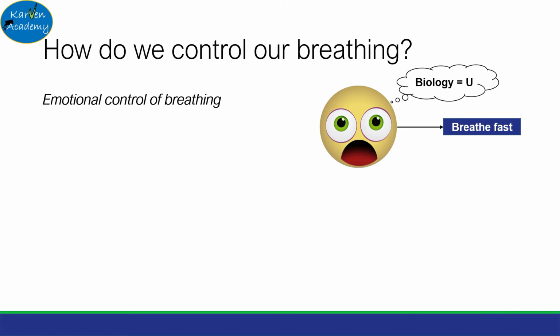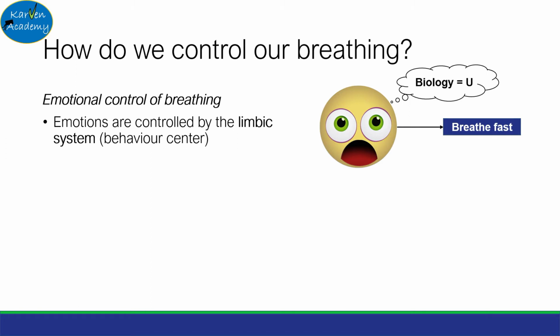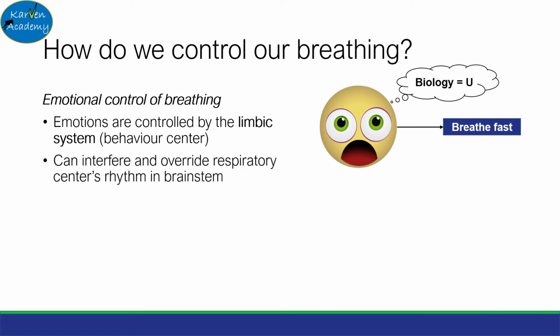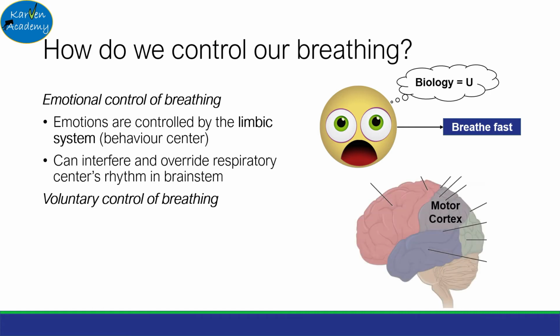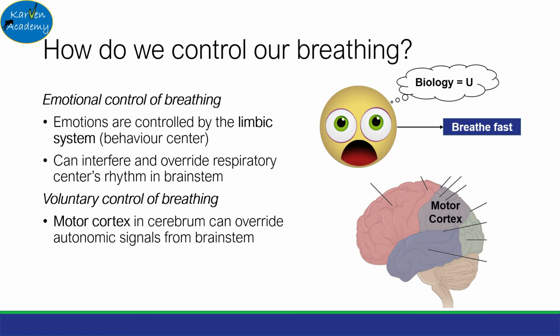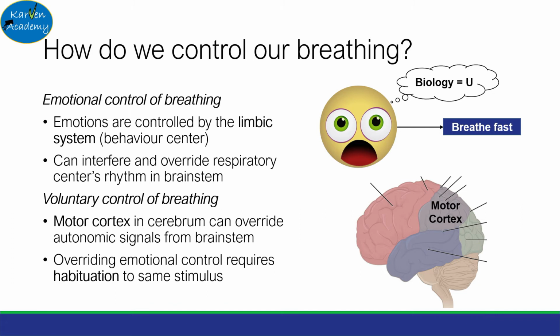Your emotions are controlled by your limbic system, which is also known as the behavioral and the emotion center. This can interfere and override your normal respiratory rhythm set by your brainstem. Breathing is one autonomic response that you can control, unlike your heart rate. And this is possible because the nerves supplying your muscles of breathing are present in your motor cortex. They can simply override your brainstem signals, allowing you to hold your breath, such as when you're underwater. However, overriding emotional control of breathing requires habituation, i.e. a dampening response to repeated exposure to the same stimulus.